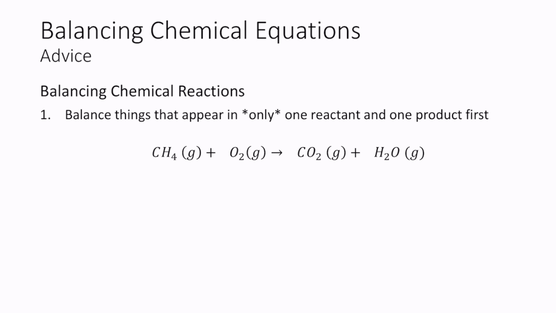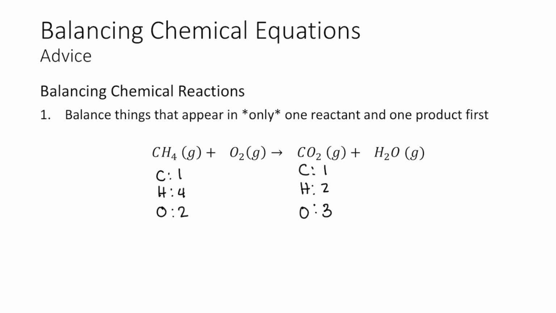So I can write out my elements first. So I have carbon, hydrogen, and oxygen. And I'm going to do the exact same thing over here. So to start out, I have 1 carbon, 4 hydrogen, 2 oxygen. When I end this reaction, I have 1 carbon, 2 hydrogen, and 3 oxygen. So I notice that the carbon is already balanced out. I don't want to start with the oxygen because I want to balance the things that appear in only one reactant and one product first. So I'm going to go with my hydrogen.